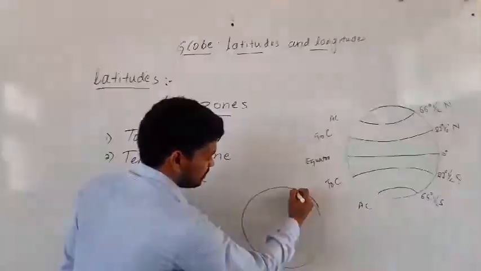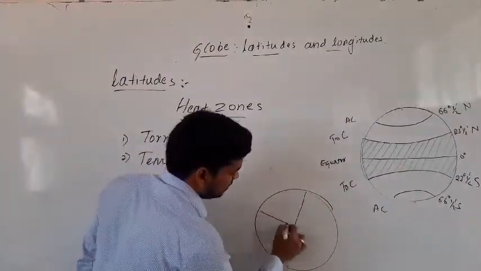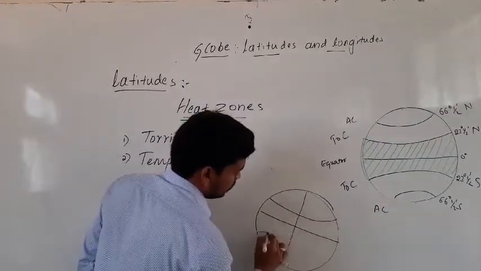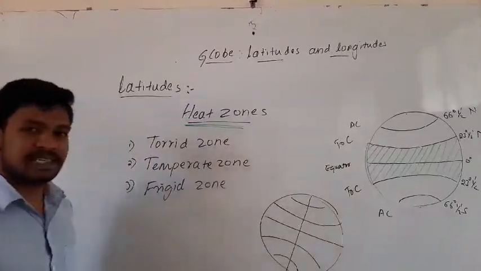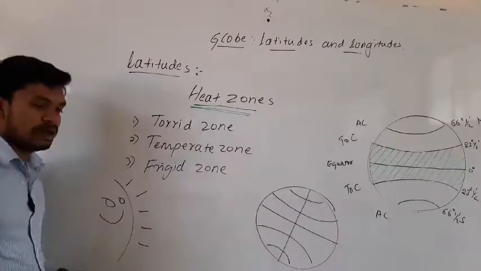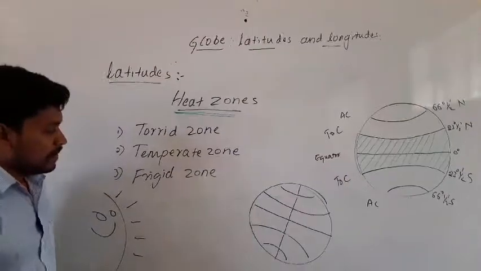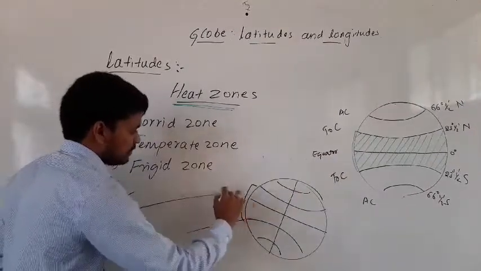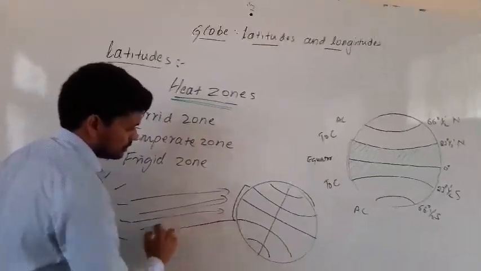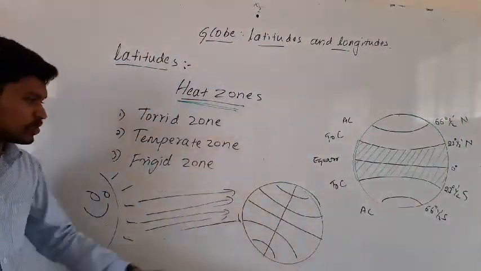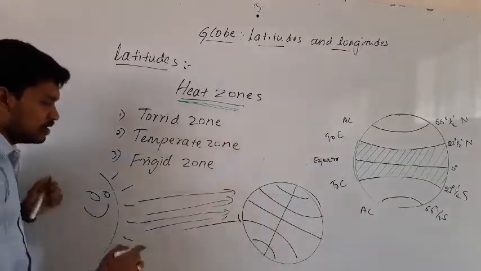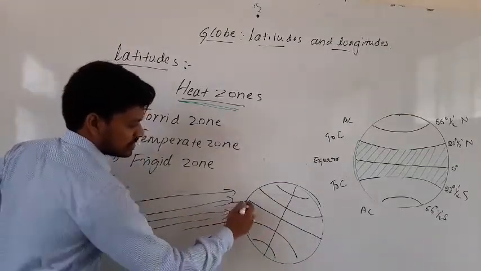No, it is tilted. Our earth is tilted, with the equator, Tropic of Cancer, Tropic of Capricorn, Arctic Circle and Antarctic Circle. Suppose this is the sun. What happens? It does not get direct sunlight throughout the year. That means the torrid zone receives sunlight directly.